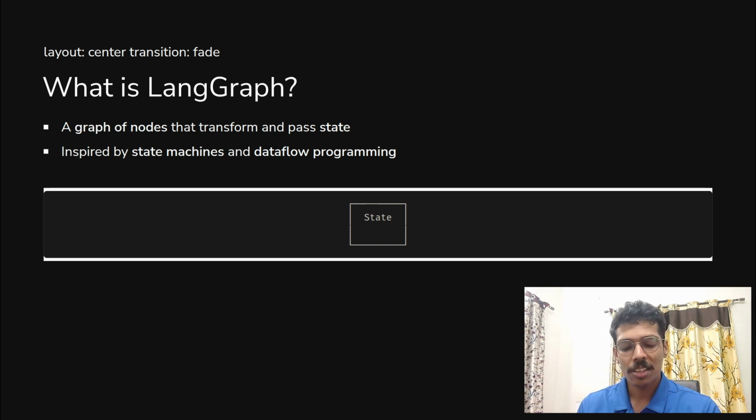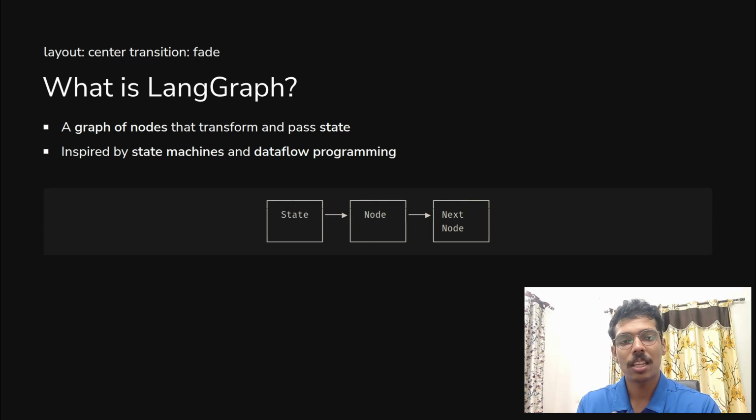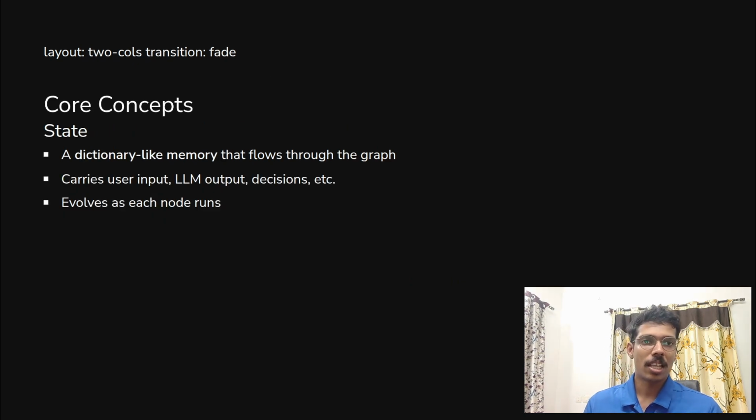Basically, you have a state. You can move that state into the next node, and you can make decisions based on that state. The state gets updated on each iteration. That's what happens in a LangGraph. Here, as you can see in this particular image, the data flows through the graph. The core concepts that bind the LangGraph together are state, node, and edges.